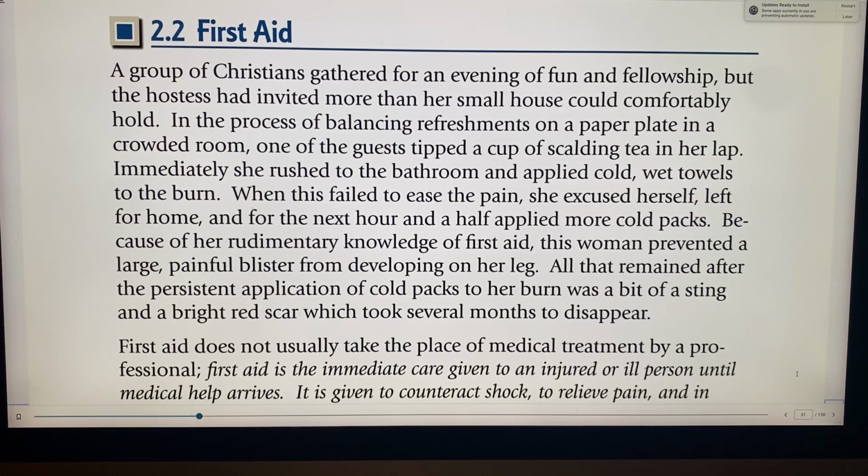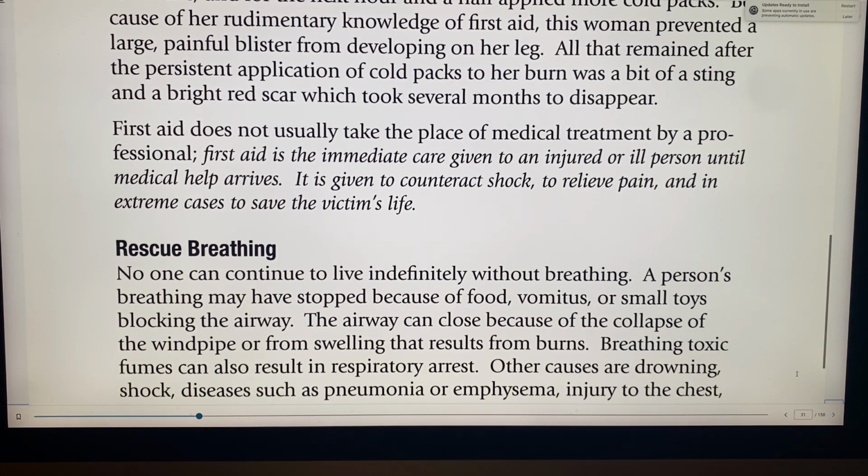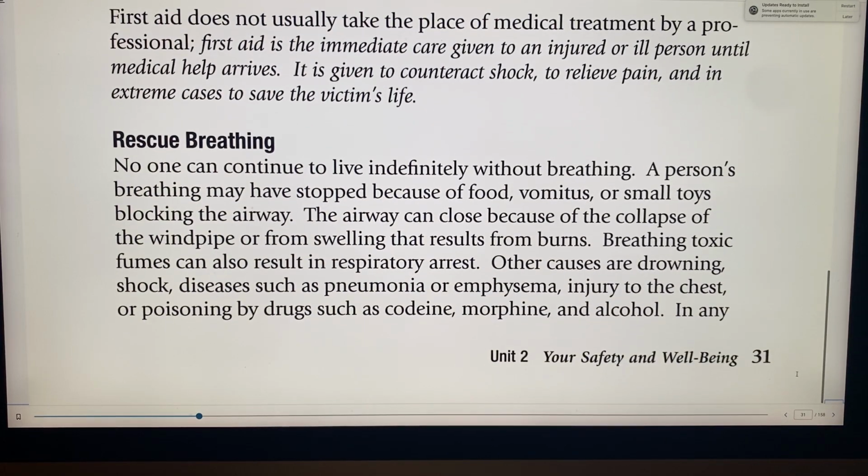This is life management, and we're in chapter 2 that has to do with safety, and we'll be talking about first aid. What is first aid? Well, the definition here: first aid is the immediate care given to an injured or ill person until medical help arrives. It is given to counteract shock, to relieve pain, and in extreme cases to save a victim's life.